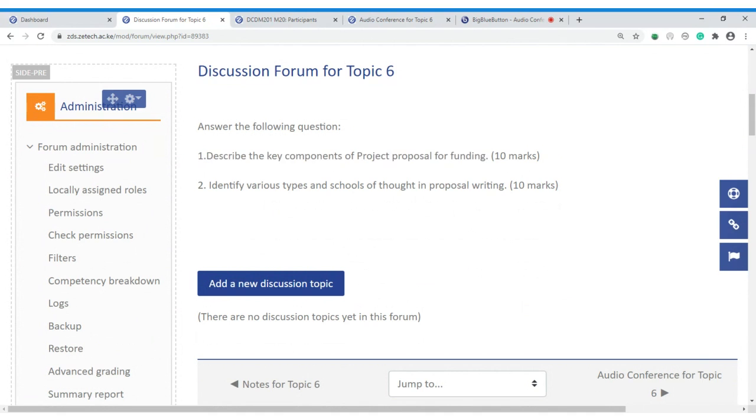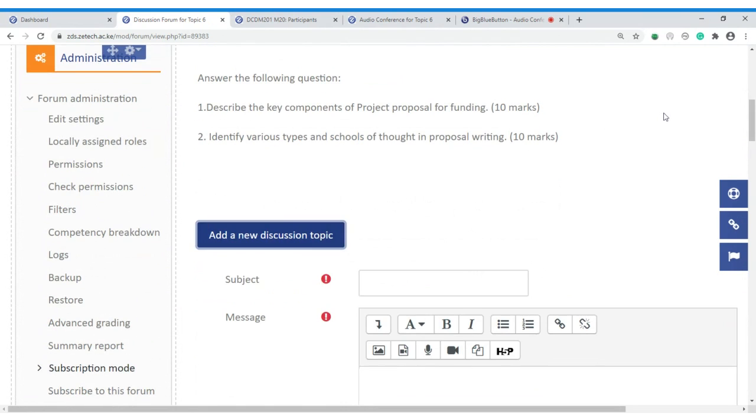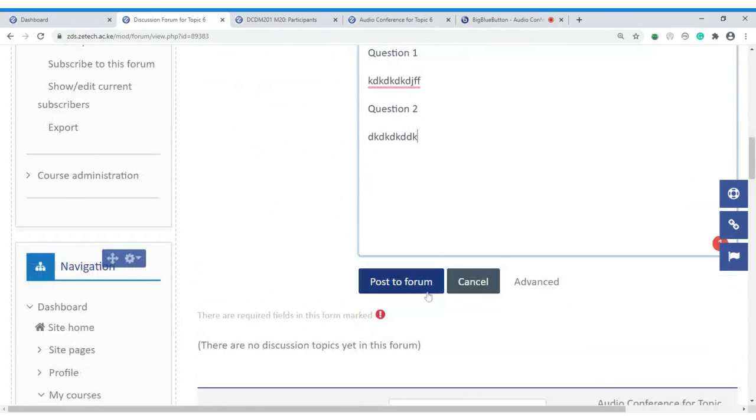And number 2, identify the types and schools of thought in proposal writing. When you read the questions, you come here and click on add a new discussion topic. It will open up a subject and a message. In the subject, you can type answers. Then you can type the answers for question 1 here and answers for question 2 here. And then after you're through, you post to forum, and that will basically be the end.